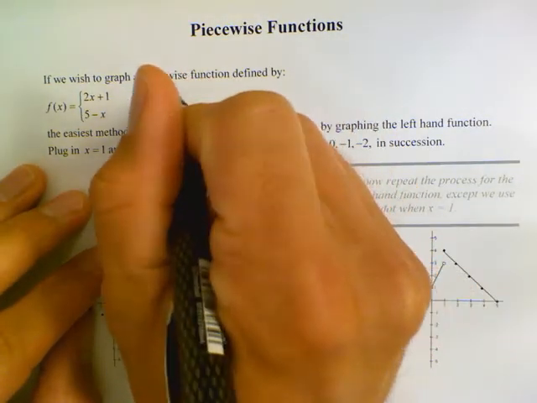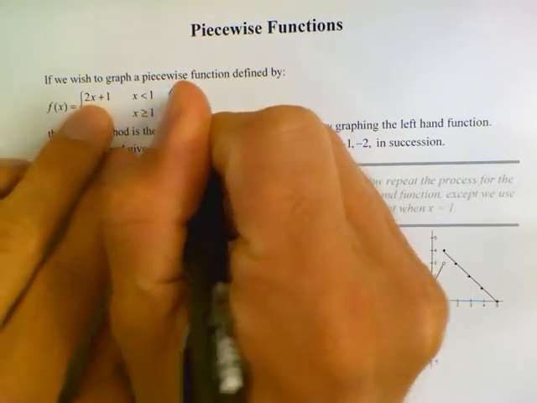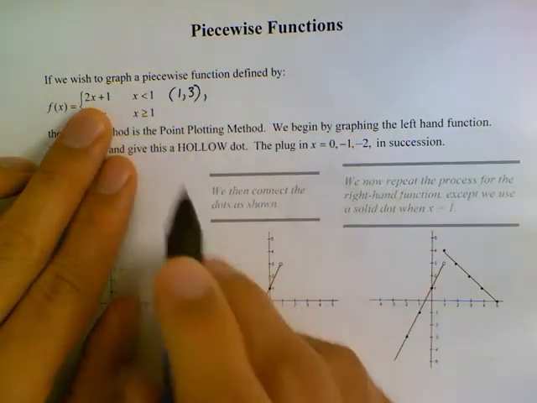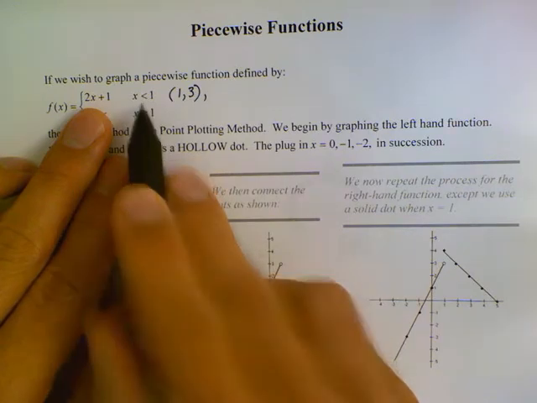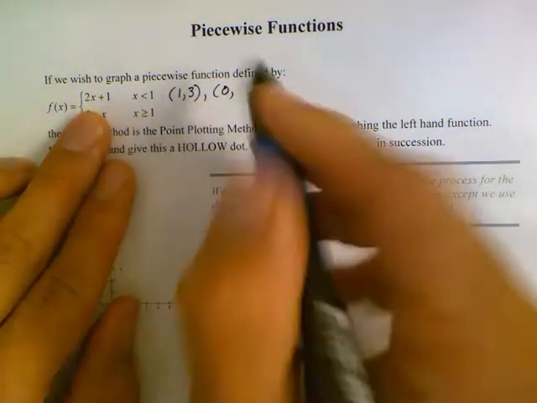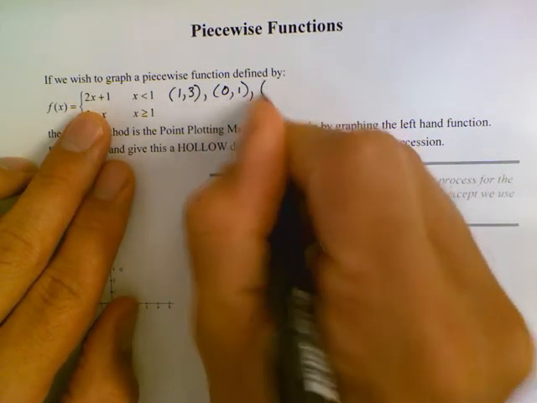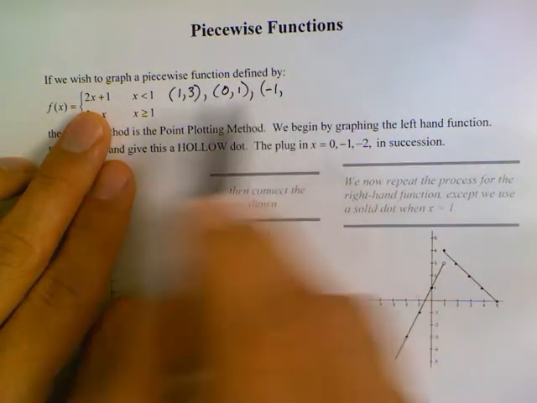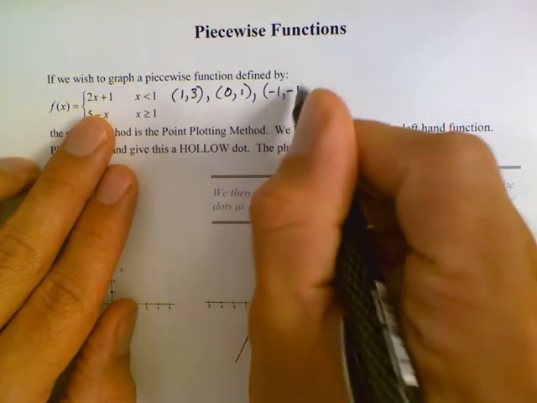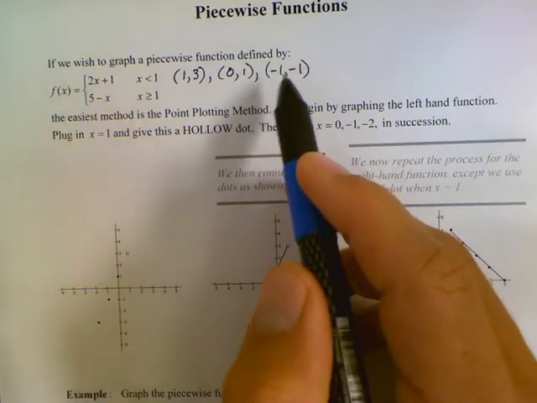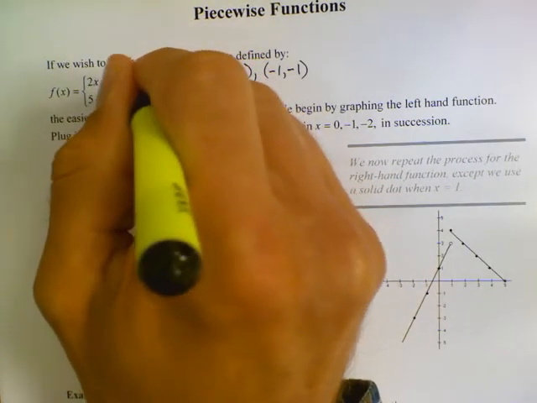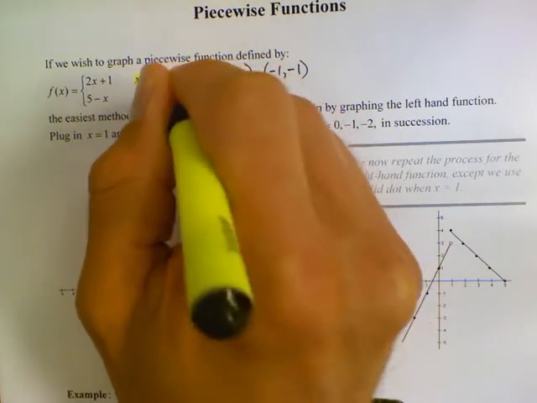So just substitute in a 1, and you get 2 times 1 plus 1, so that'll be 3. Substitute in a number less than 1, so maybe we'll do 0. 0 gives me 1. Plug in another number. Substitute in -1. -2 plus 1 is -1. So those are our 3 dots, but what you'll notice is that this says x is less than 1, but I plugged in a 1.